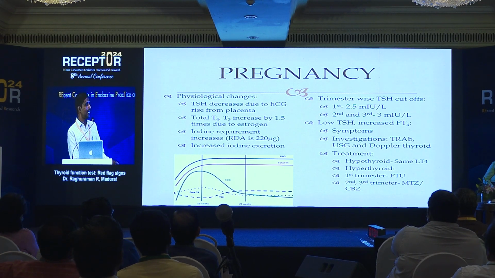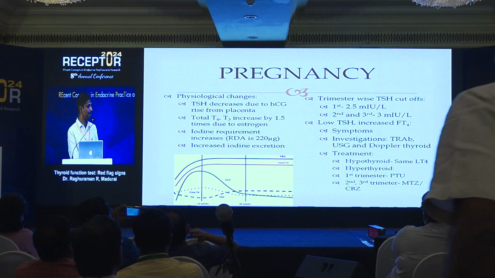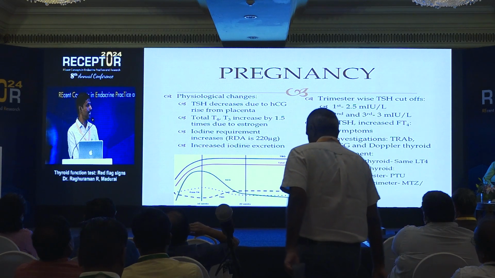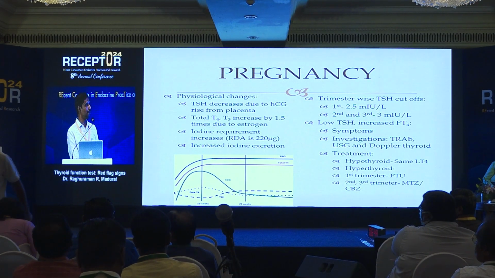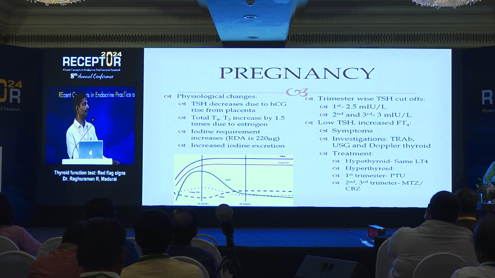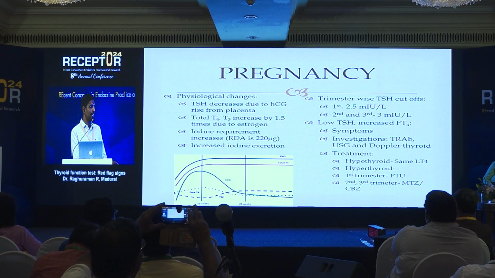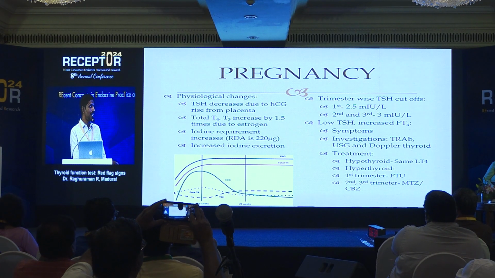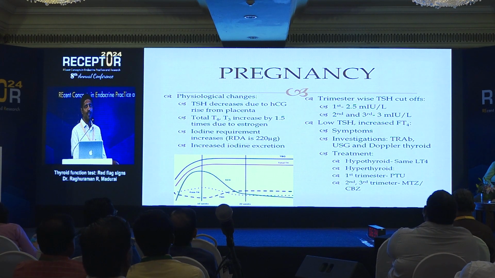So to understand these things, you have to know about the physiological changes. Normally, in pregnancy, the TSH level decreases mostly in the first trimester due to increase in hCG. The total T3 and total T4 will increase by 1.5 times due to the estrogen effect, whereas free T4 remains approximately normal. The iodine requirement increases in pregnancy, where RDA is about 220 micrograms, and there will be increased iodine excretion in pregnancy.